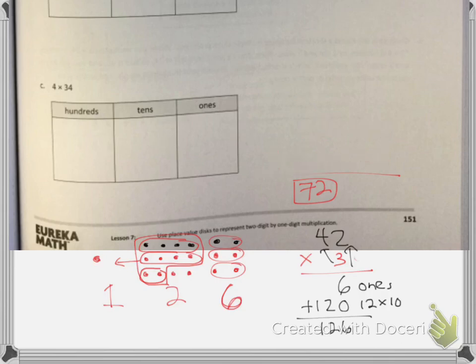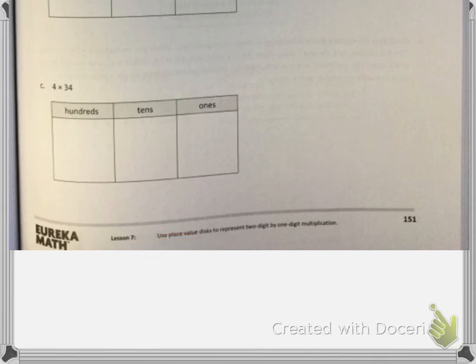Let me erase all this hard work. And we're going to be working with 34 times 4. However, let's work on our place value section. We have 4 ones. We have 3 tens, and this equals 34. However, we have to multiply this by 4.